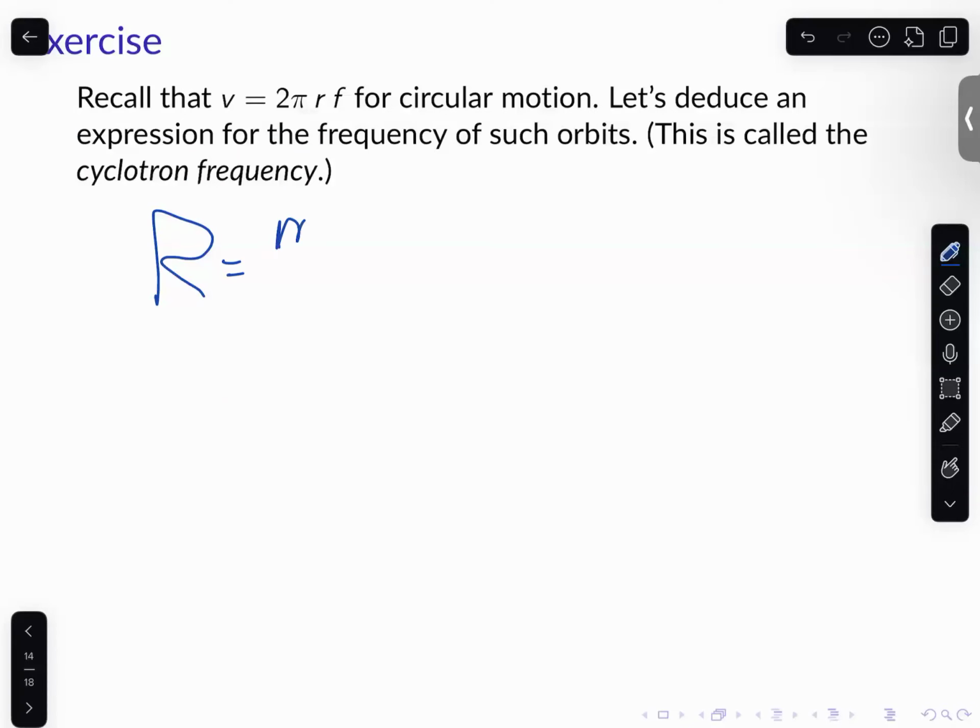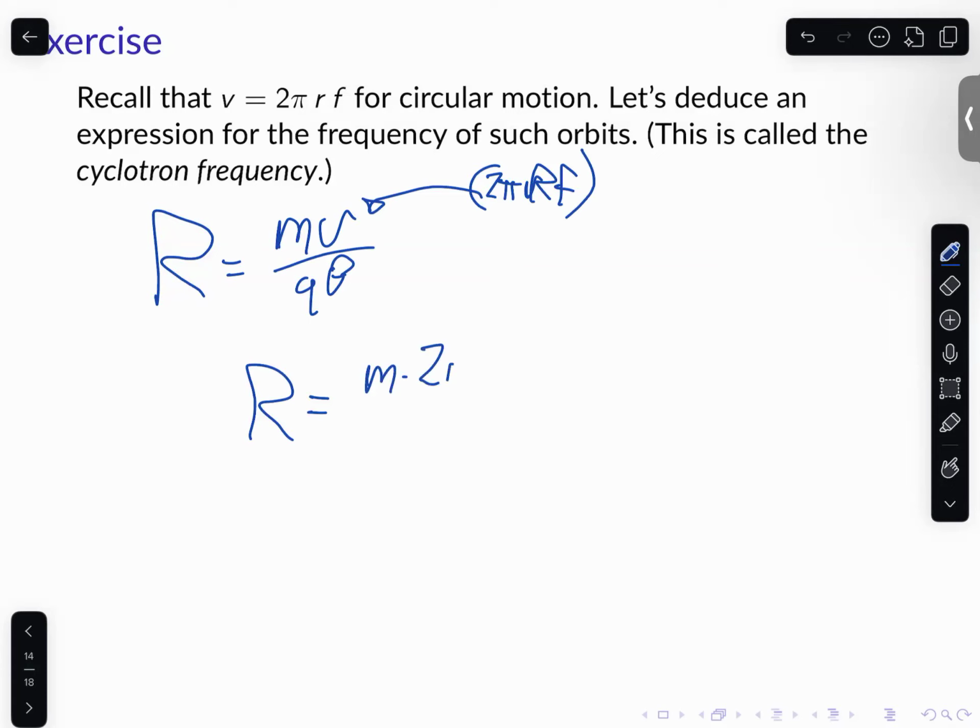Cyclotron radius equals m v over q B. What happens if I shove v equals 2 pi r f into v? r cancels r. It doesn't matter how big the radius is. Different particles will be faster, different particles will be slower. But I've got a single expression here.